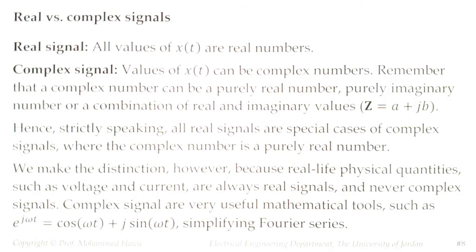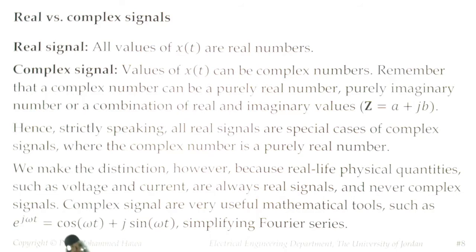However, we'll make a distinction, because in real life, the physical quantities we can measure, we can see in the lab, are actually real functions, and they are never complex signals. So you might be wondering, why am I telling you about complex functions? The reason is that they represent very nice mathematical tools that will help us solve certain mathematical problems way easier. Like, for example, this function, e to the j omega t, you know from Euler's identity, it is cosine omega t plus j sine omega t.